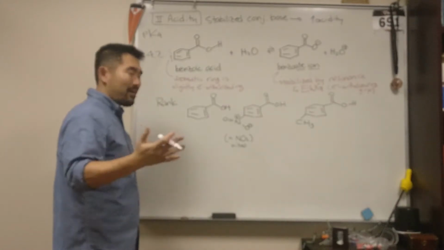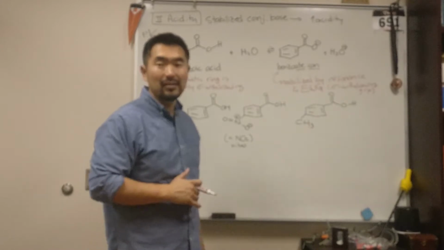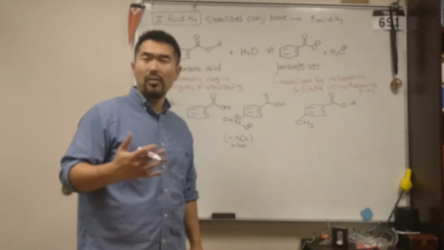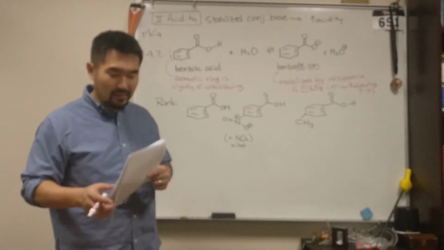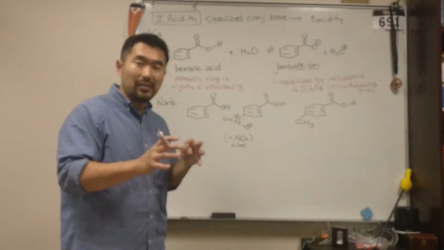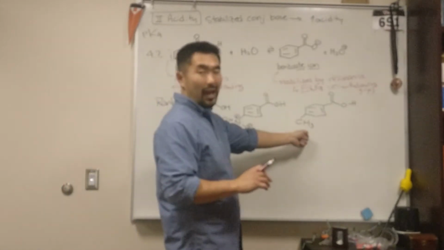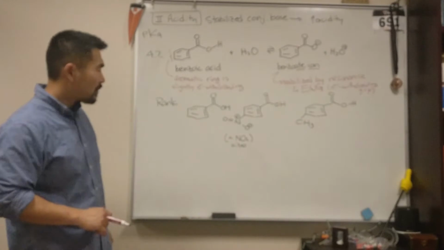Now, with all of that backdrop, let's see if we can rank these carboxylic acids. That's sort of the goal. One of the goals for this chapter is you'd be able to, by looking at the structure, compare the relative acidity of different molecules. So these are the 3 acids we're comparing.